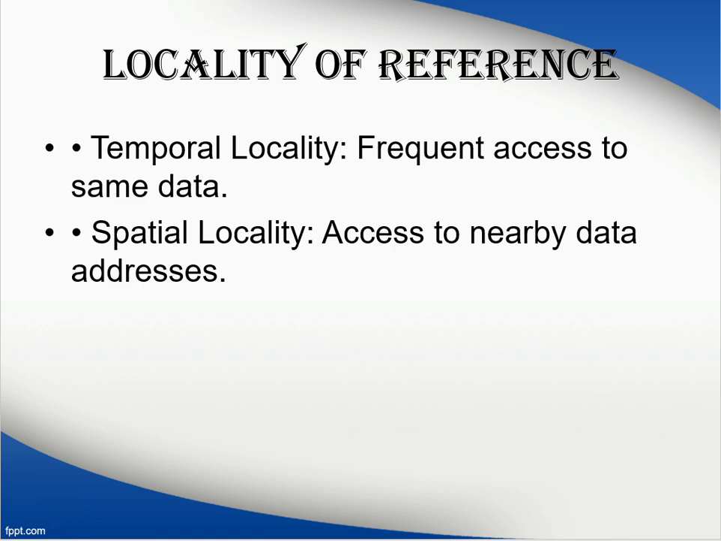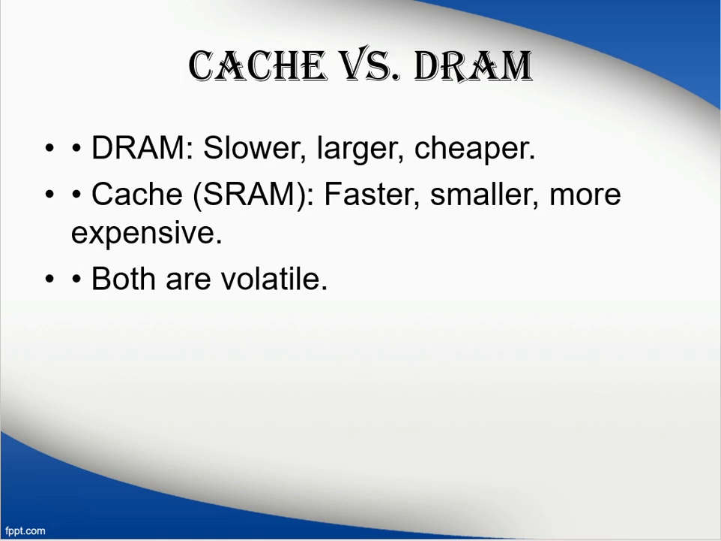Now let's move on to the cache versus DRAM, or the cache versus the main memory. The DRAM is slower, it is large, and it is cheaper. And the cache or the SRAM is faster, smaller, and more efficient. Both are volatile.